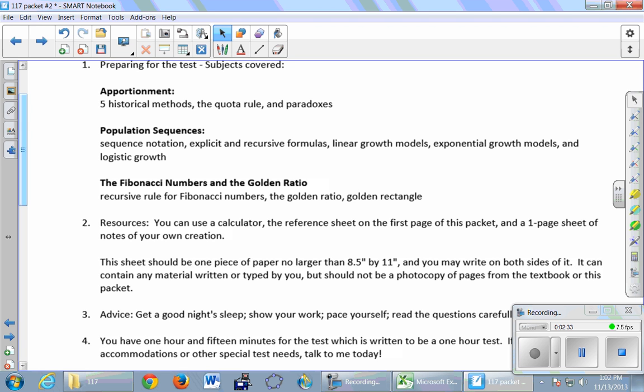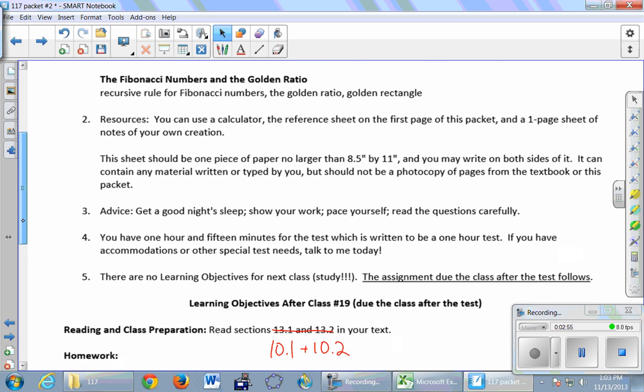We talked very briefly about logistic. You just have to know what the curve looks like, and that's all. And then the most recent thing we've done is Fibonacci numbers. We had a recursive rule. The golden ratio popped up, and we did talk briefly about the golden rectangle. So if you don't know what that is, you can ask me during class or figure it out between now and Monday. But you should know what a golden rectangle is.